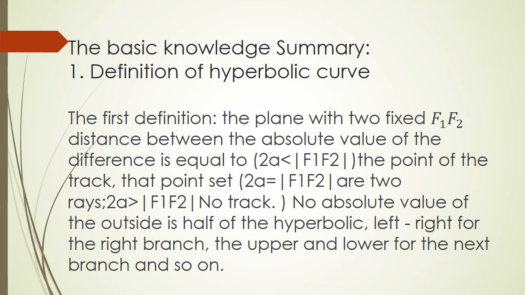The first definition is: the set of points in the plane where the absolute value of the difference of the distances to two fixed points F1, F2 is equal to 2a, with 2a less than the value of F1F2. The point set where 2a equals the value of F1F2 is two rays, and where 2a is greater than the value of F1F2, there is no track. Without the absolute value, it is only half of the hyperbola: left or right for the right branch, and upper and lower for the next branch, and so on.